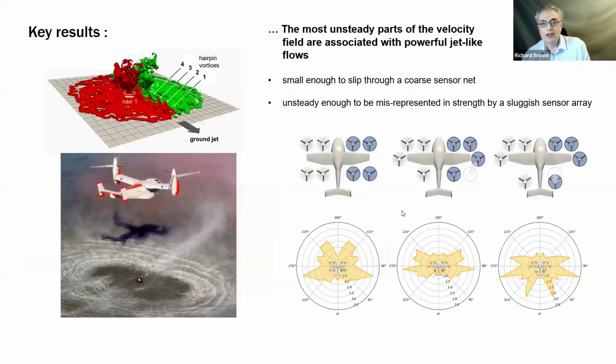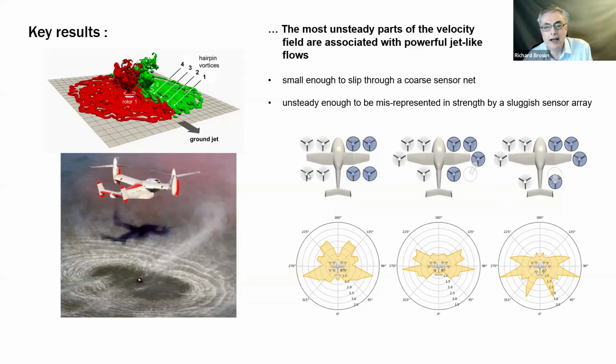The second key result is that the most unsteady parts of the velocity field are actually associated with powerful jet-like flows. Now, here's a visualization of one of the early XB-15s hovering above the water, and you can see these jet-like flows, this concentration of velocity, if you like, along the center line of the aircraft. Now, these kinds of configurations turned out to have similar characteristics, although a lot more complex. And if you have a look at these 3 configurations, you can see that they're actually quite similar.